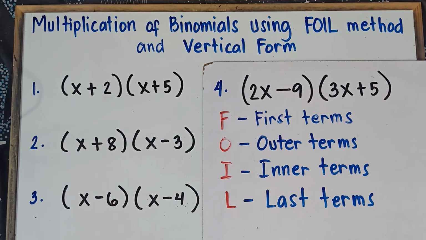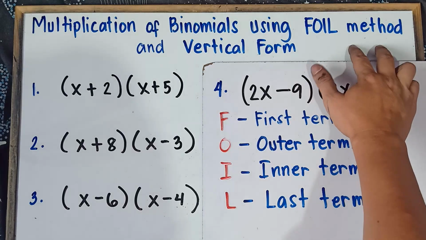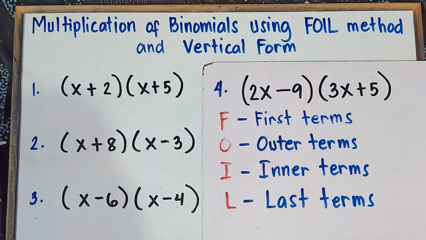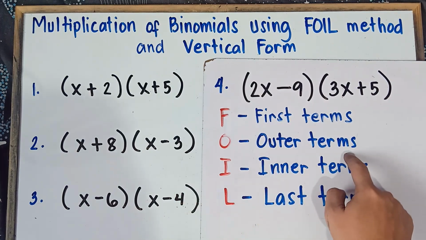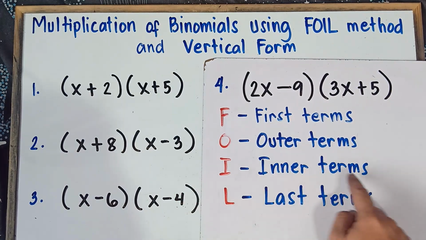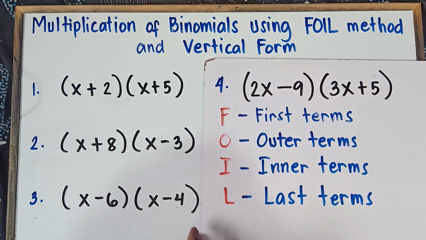Now the most commonly used method, class, in multiplying binomials, that would be the FOIL method. Now the FOIL method, class: F there stands for the first terms, O would be the outer terms, I would be the inner terms, L would be the last terms. Let's have example number 1, class, in applying the FOIL method.